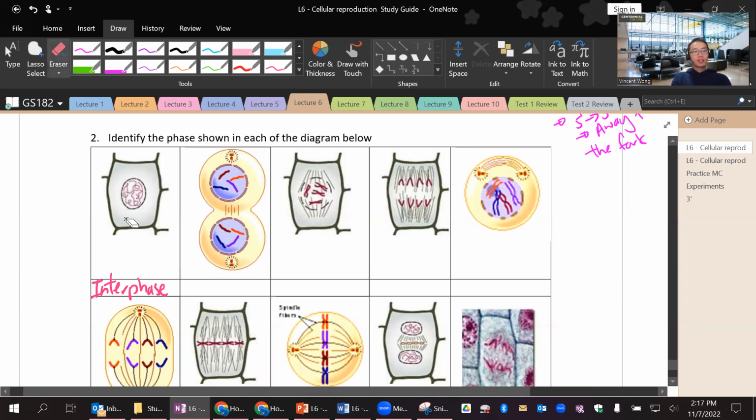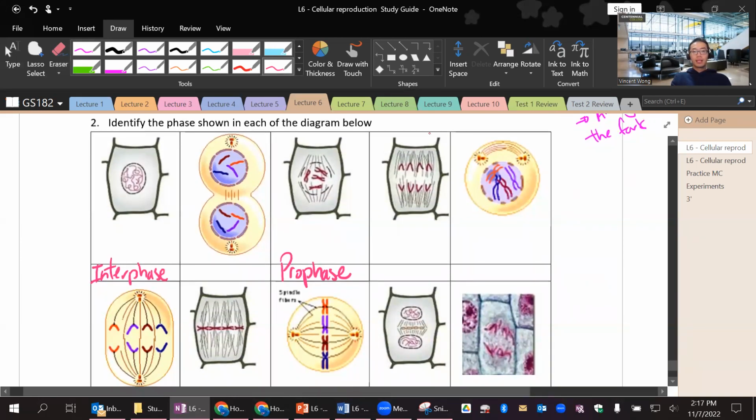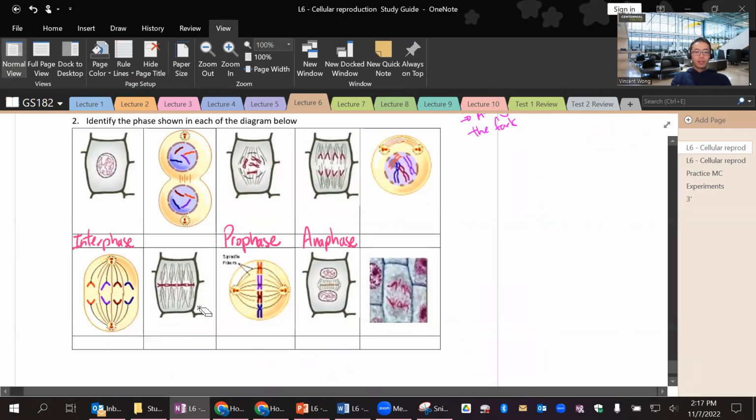Okay, let's just do all the plant cells first. This here, now we can see the individual chromosomes. The nuclear envelope starts to disappear a little bit. We see some spindle fibers. That would be the prophase. The sister chromatids are pulled apart here. And so this is anaphase. Over here, everything is lining up in the middle. Metaphase.